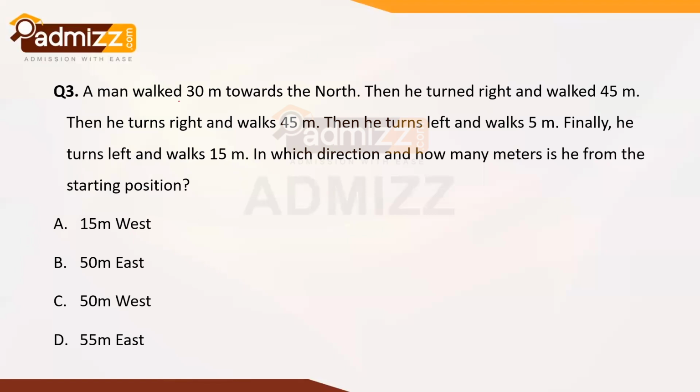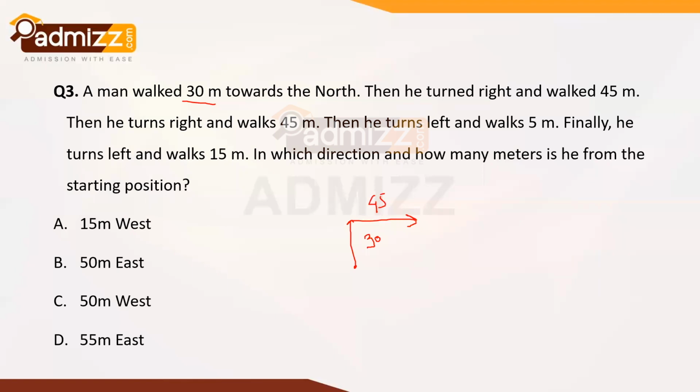A man walked 30 meters towards north. Yep, I'm getting some engagement in the chat box right now from Ambika from Bujan, and they guessed it correctly. So the man starts here, walks 30 meters towards north. Then he turns right and walks 45 meters.